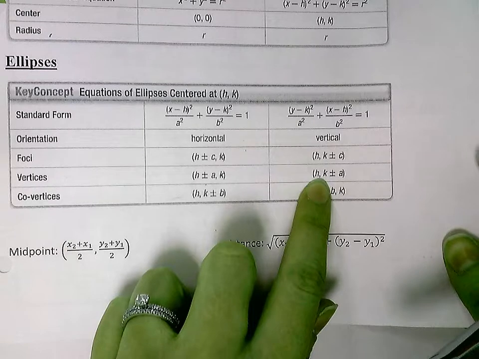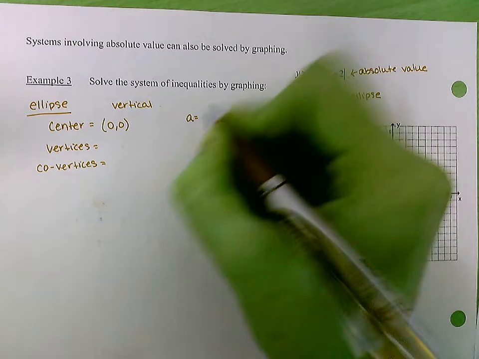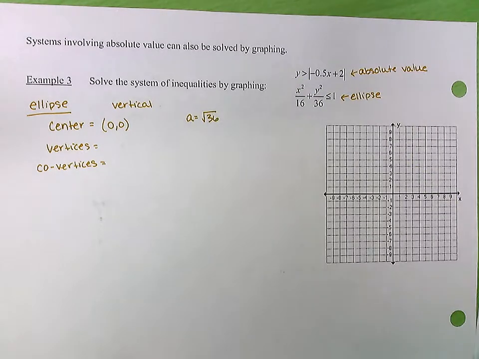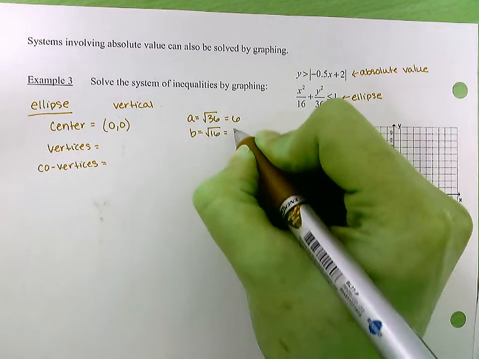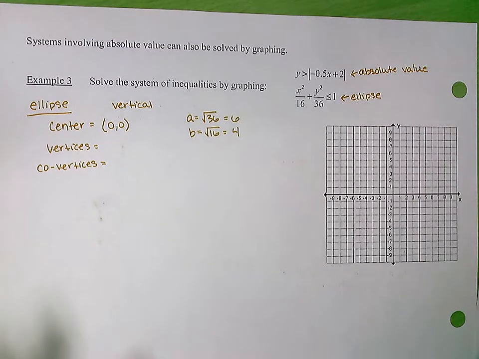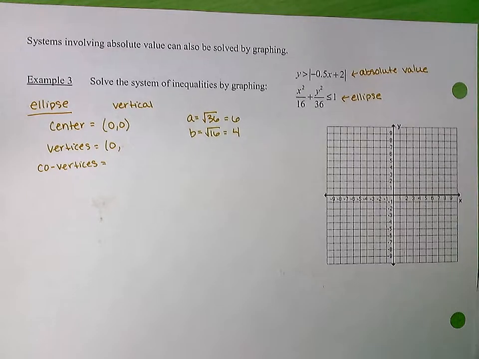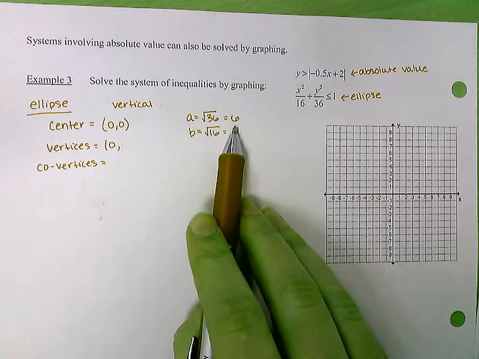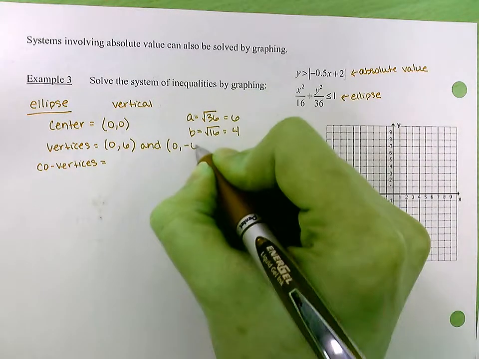So for a vertical ellipse, to find the vertices, we're going to keep h the same, so that's going to stay 0. And then we're going to take our k value and add a. Well, how would I find a? Do you remember? Square root of 36. In an ellipse, your a value is the greatest value. So that'll be 6. And our b value is the square root of 16, so 4. For our vertices, we're keeping h the same, so that stays 0. Then we're adding k and a together. So k was 0 and a is 6. And for our second vertex we'll subtract, so we have 0 minus 6. We get negative 6.